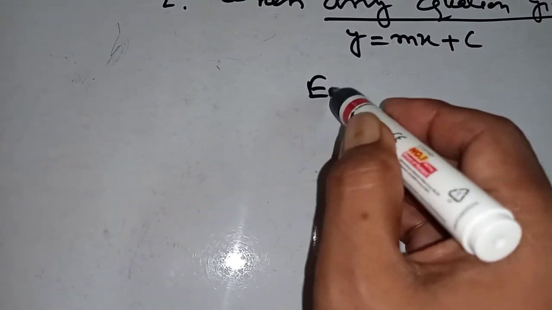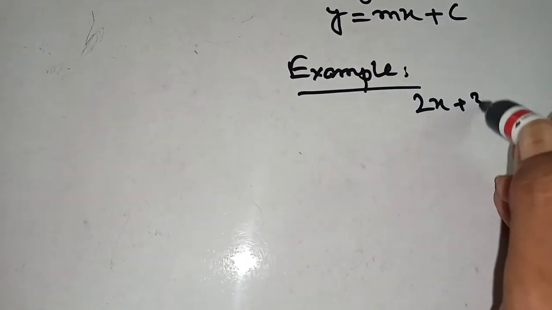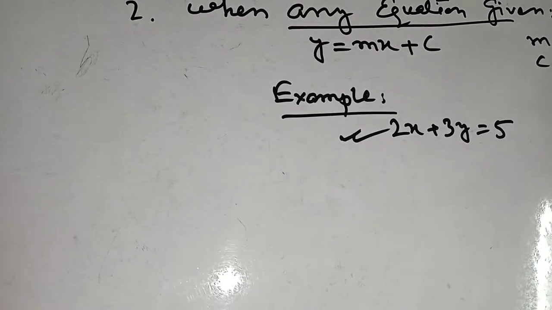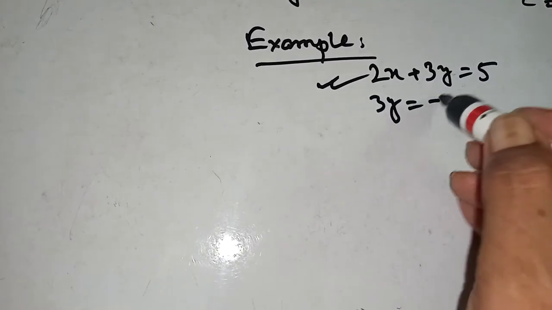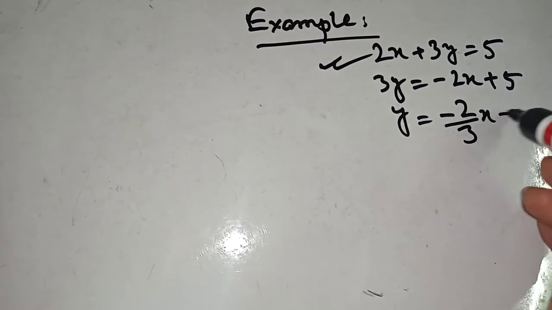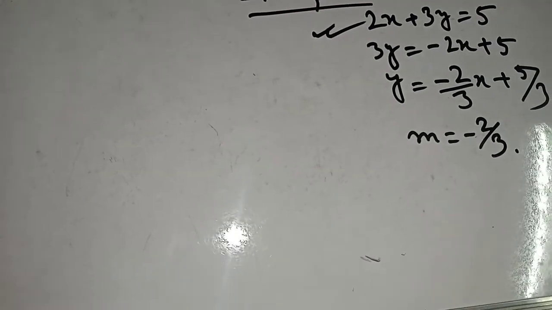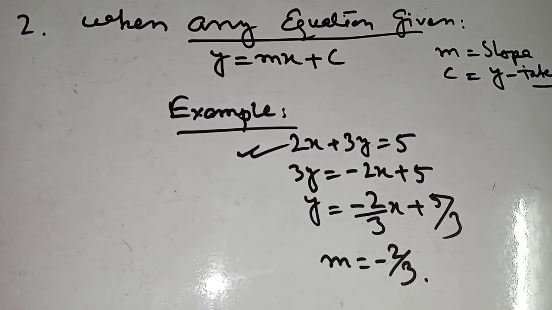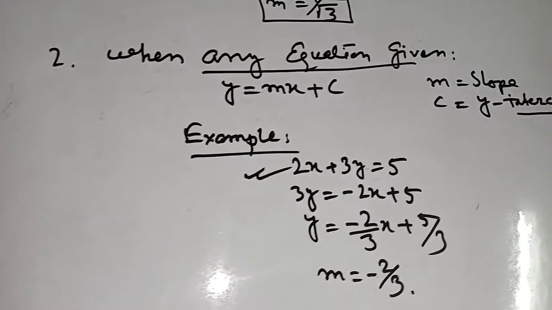Example, given 2x plus 3y equal to 5. This is one equation. Now at first you make y as subject, like this way. 3y equal to minus 2x plus 5. Y equal to minus 2 by 3 x plus 5 by 3. That means M equal to minus 2 by 3. This is the slope. That means when an equation of straight line is given, then you can easily find the slope. At first, make that equation subject y.